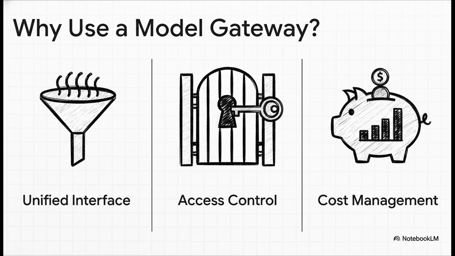So why bother with this extra layer? Oh, the reasons are huge. First, you get a unified interface. That means you can swap out models, say from GPT-4 to Claude, without rewriting a bunch of code. Second, you get one central place to control access and manage your costs. You know exactly who's using what and how much you're spending. And third, it makes A/B testing different models a breeze. It's all about giving you control and flexibility.